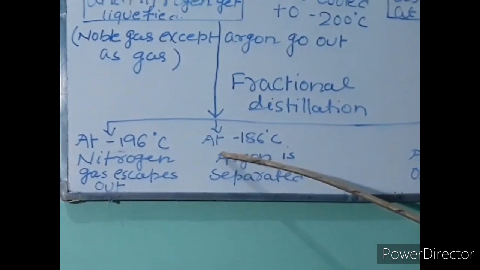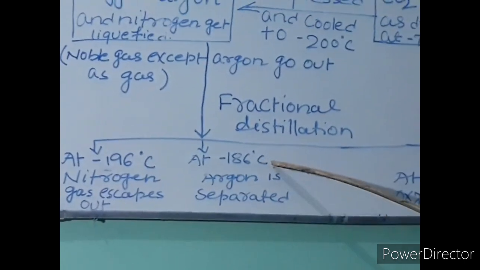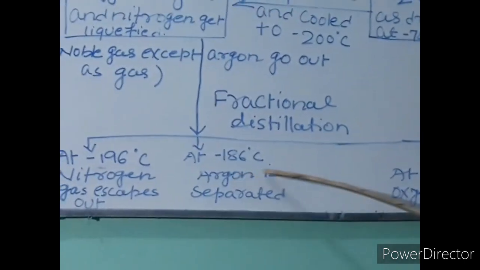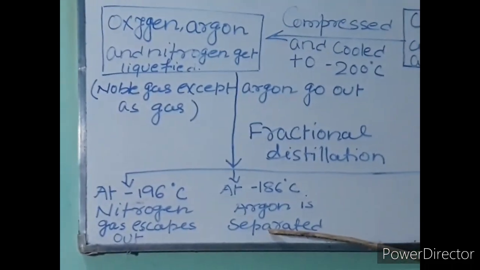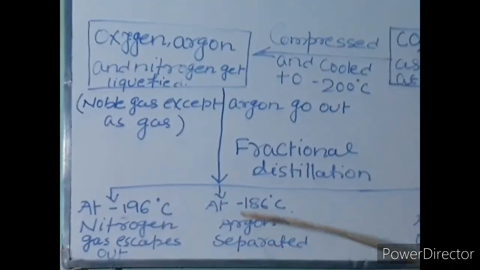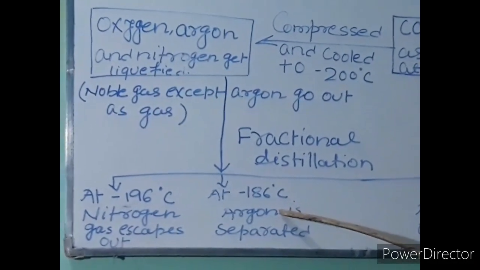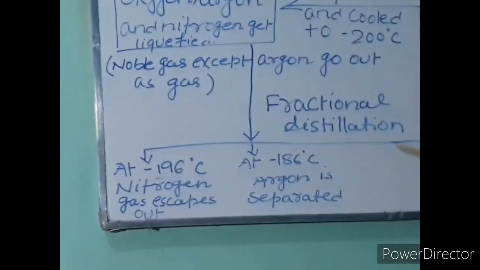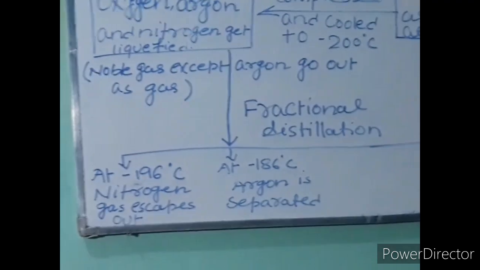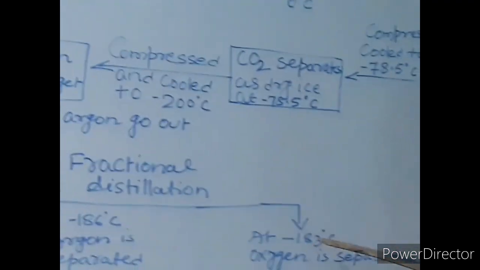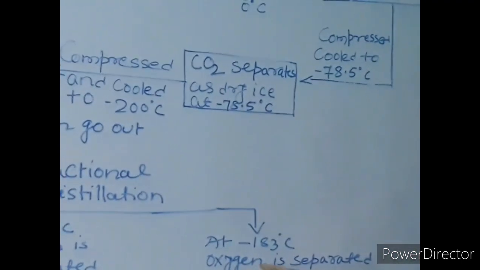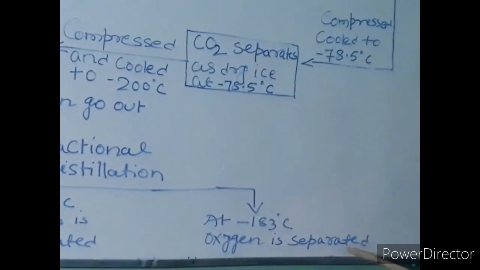Now at minus 186 degrees Celsius, argon is separated. Argon is separated at minus 186 degrees Celsius. At minus 183 degrees Celsius, oxygen is separated.